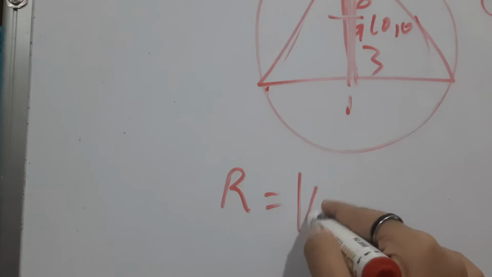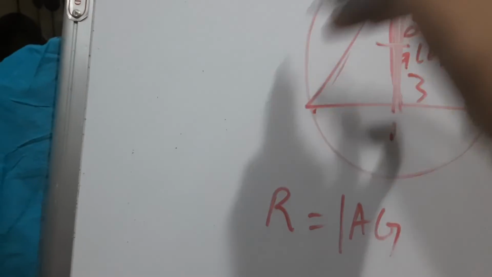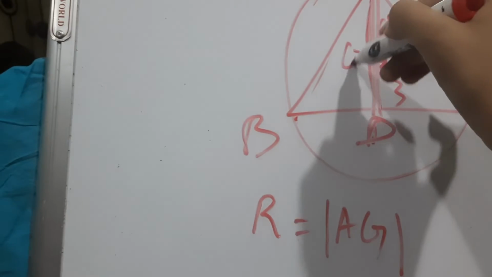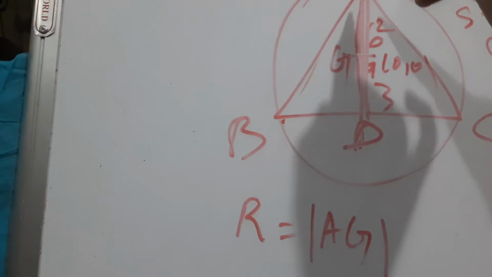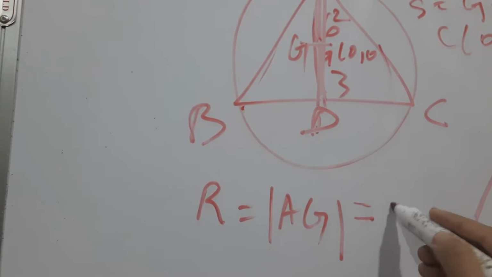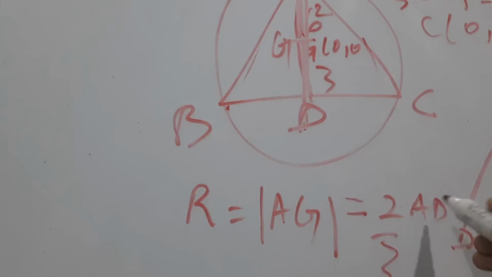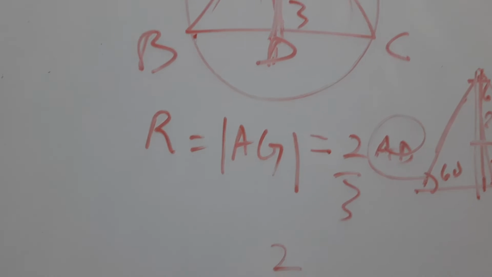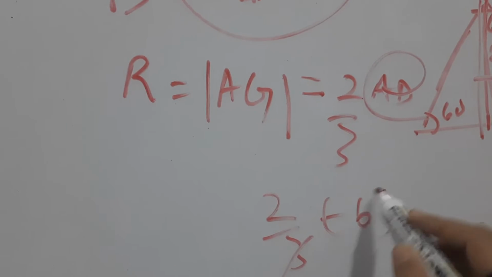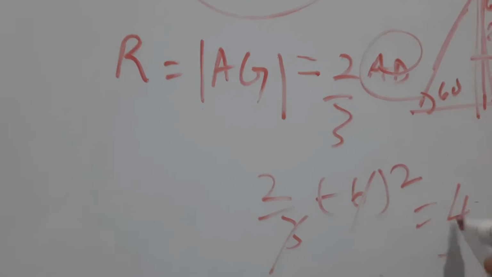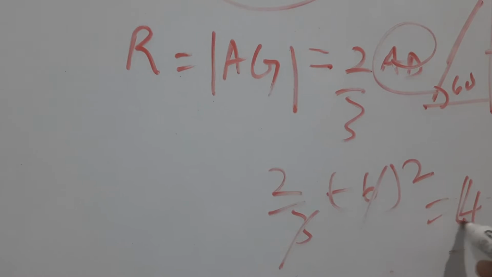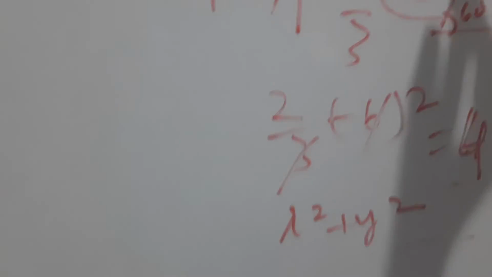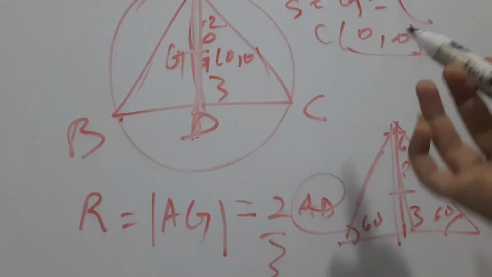So r equals to ag, so I'll just give this as a b c d, and this is g, that is nothing but centroid. So ag equals to 2/3 of ad. We know the value of ad is 6, so 2/3 into 6, so 2 into 2 is 4, so this is 4.